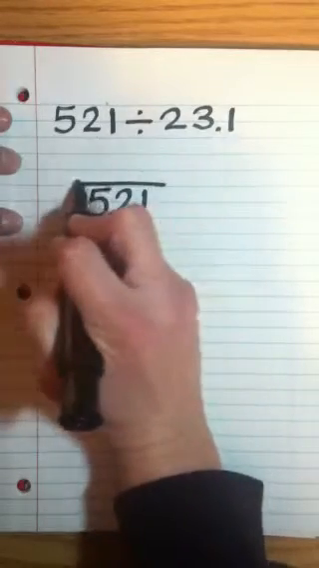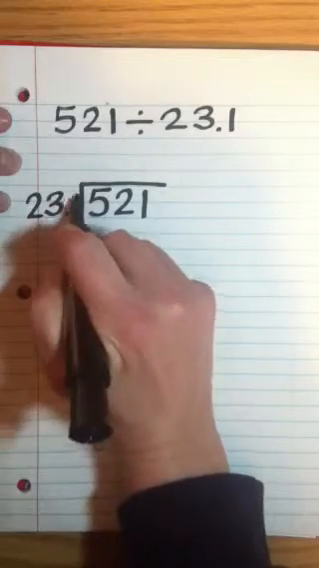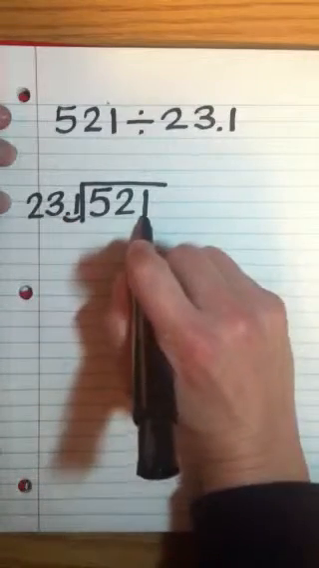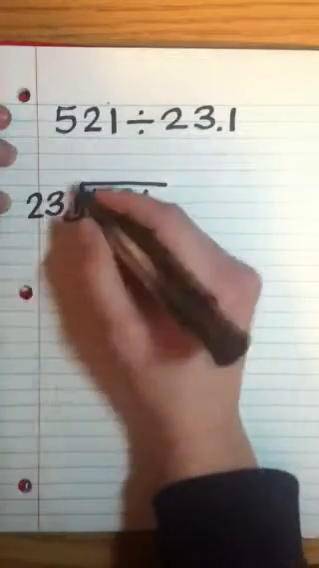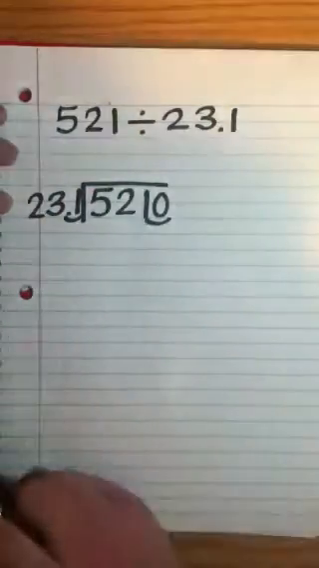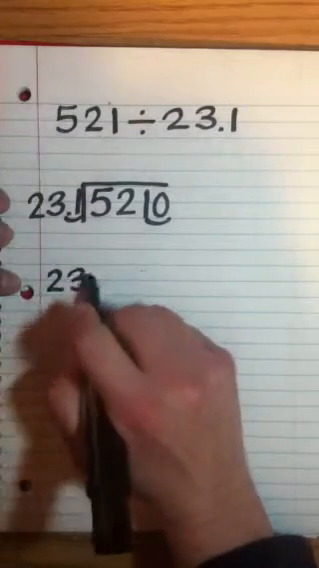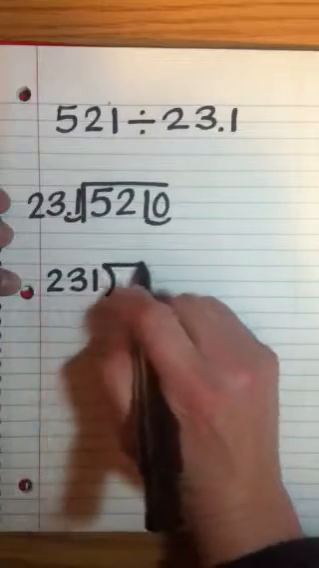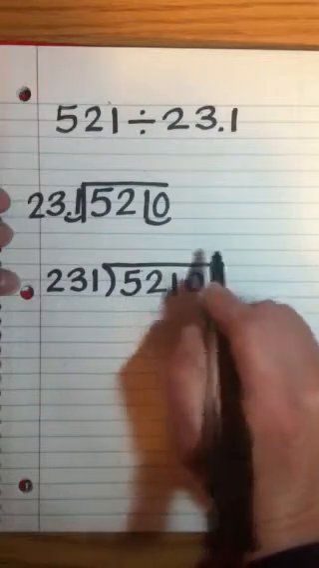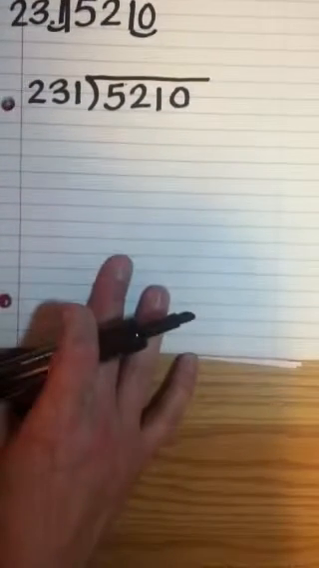When I write this out, I'm going to write 521 divided by 23 and 1/10. I know I'm going to multiply both by 10 because there's one digit after the decimal here. So I'm going to multiply by 10. Okay? And then the new division problem is 231 here, and this is 5,210. So our new question is 5,210 divided by 231.